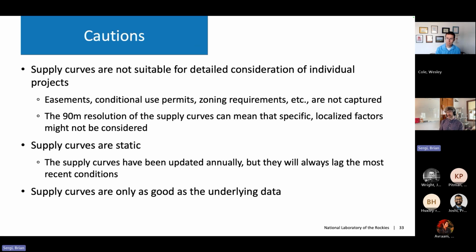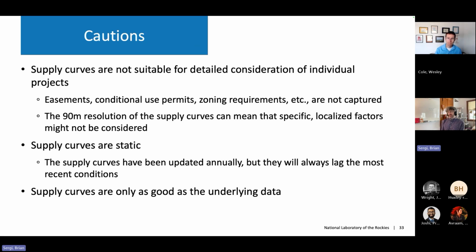The other piece is that supply curves are static. As Wesley mentioned, we do aim to update these annually, but they're always going to lag the most recent conditions. And it's not always the case that all the underlying data sets are updated on that regular basis either. So there's always going to be a little bit of a gap between the published data and where the conditions might be on the ground.